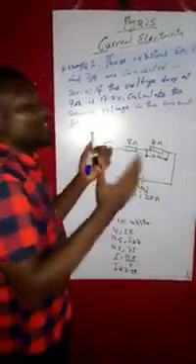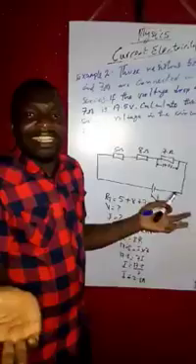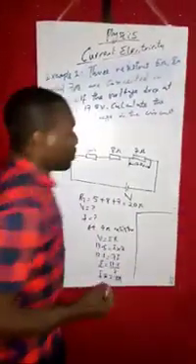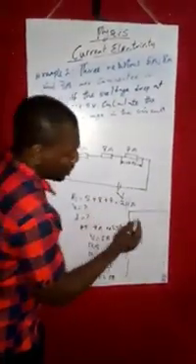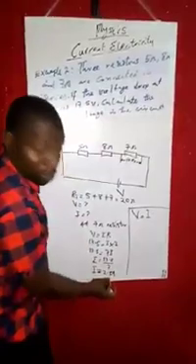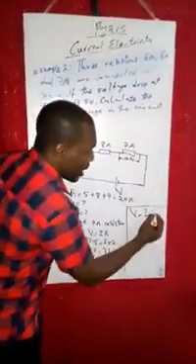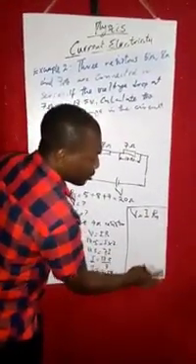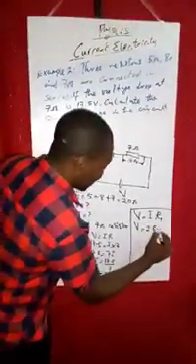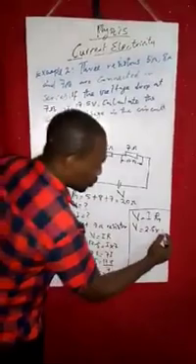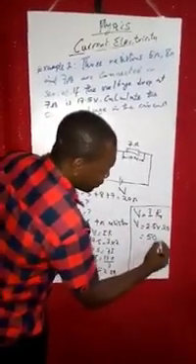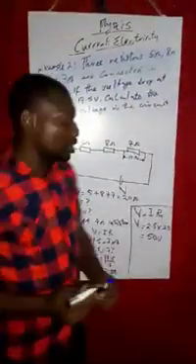Once current is known, what do I need? I'm almost through with the work. So for me to find my supply voltage, I will use the total current that flows through the circuit, which is 2.5, and my total resistance. So my V equals I, 2.5, times my R, which is 20. So when I multiply these together, I will have 50 volts. So my supply voltage is 50 volts.